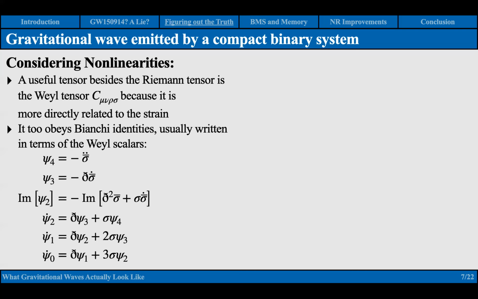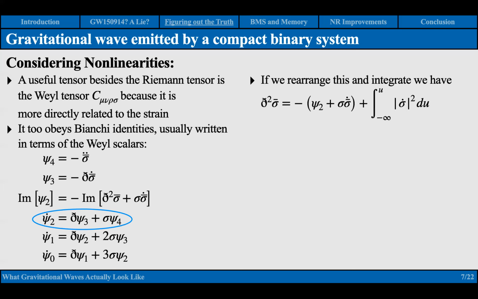It says that the 4th Weyl scalar is equal to essentially the second time derivative of the shear, which you should think of as the strain. Psi 3 is just the news. Psi 2 has this weird imaginary part. And then there's this other one where the derivative of psi 2 is related to the news and this product between the shear and the second time derivative. This one is the one we want to focus on. The reason why is that if we integrate this with respect to time, then rearrange it, we obtain this equation for the shear, which is now expressed in terms of the second Weyl scalar psi 2, which you can think of like the mass multipole moment.